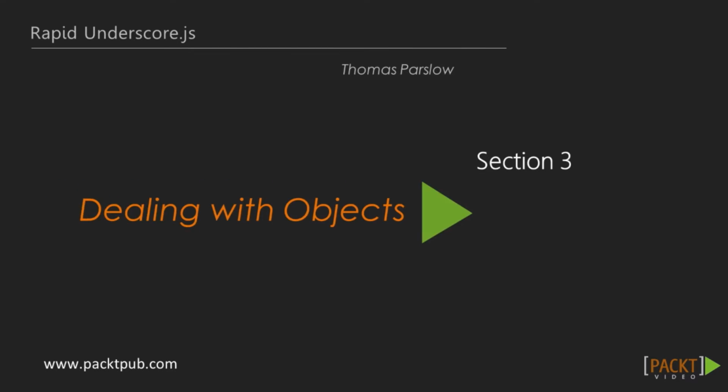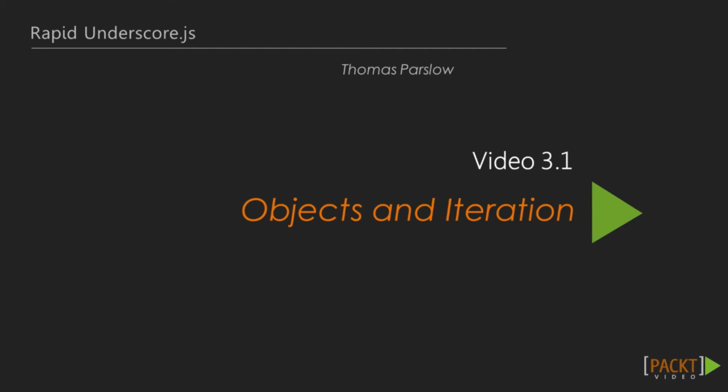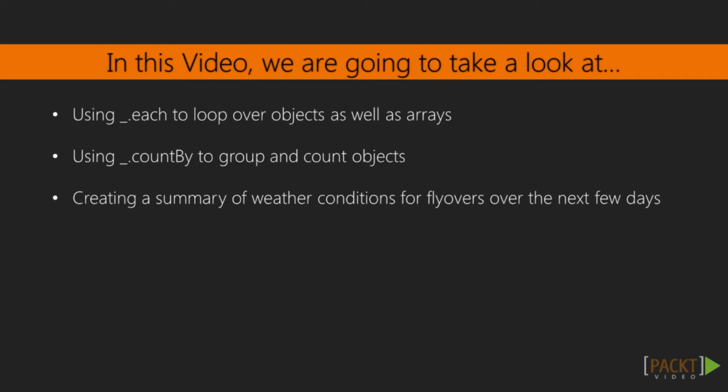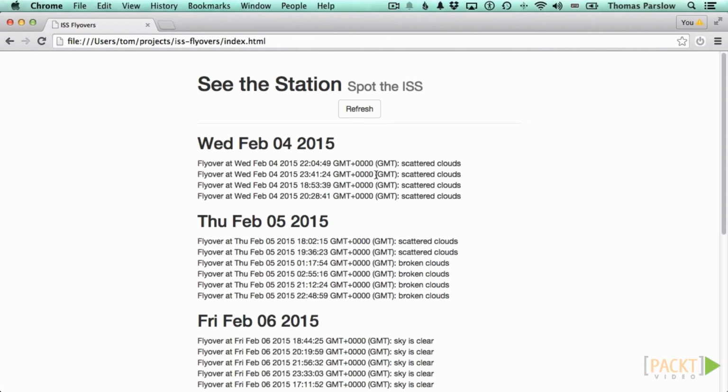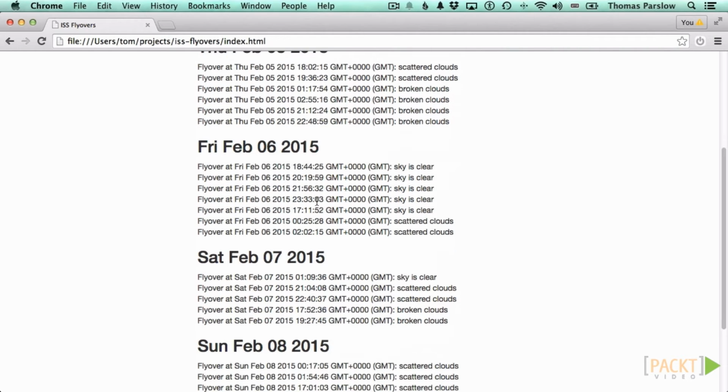Welcome to section 3, where we're going to look at the tools Underscore.js provides to help when working with JavaScript objects. In this video we're going to see how iteration works just as well with objects as it does with arrays. We're going to use that to simplify our existing code a little, and we'll add a summary feature to the International Space Station flyover tool we've been building. Our ISS flyover app is now showing flyover times grouped by day and sorted by the amount of cloud. It will be useful to see a summary of the weather conditions over the next few days, so we can easily tell how many flyovers have clear sky. But first we're going to slightly simplify the existing code.